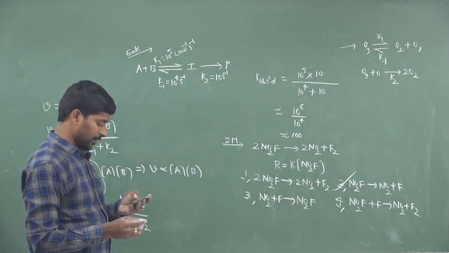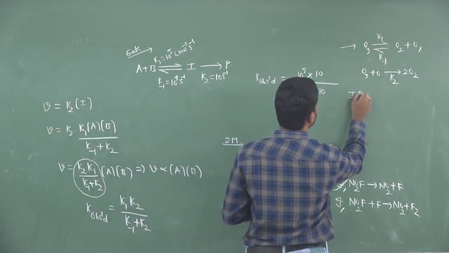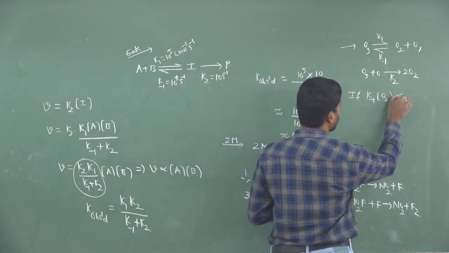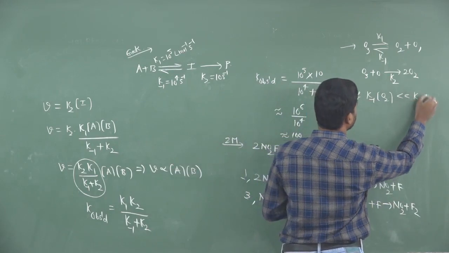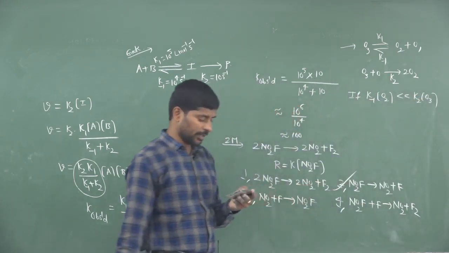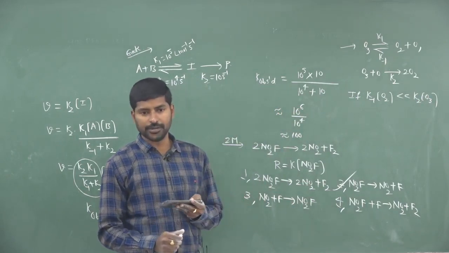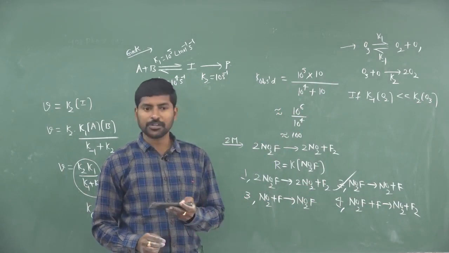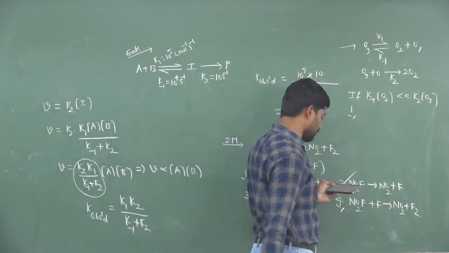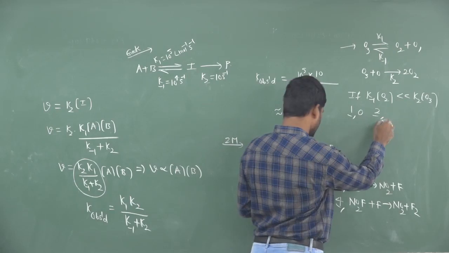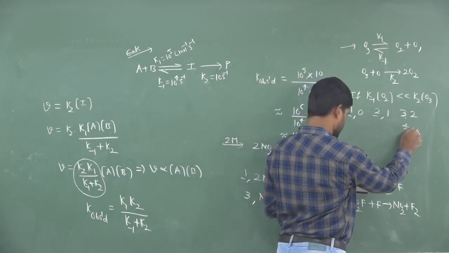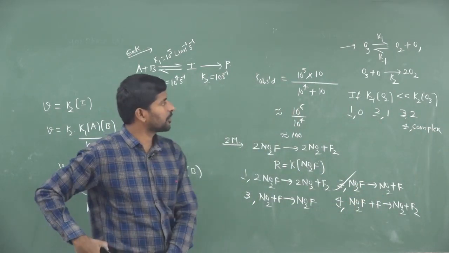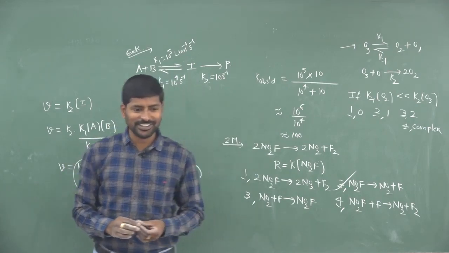Continuation. If K minus 1 into O2 is less than K2 into O3, then the order of the reaction with respect to ozone is, options 0, 1, 2, complex, like that options are given. What is the order with respect to ozone? Apply it or guess.